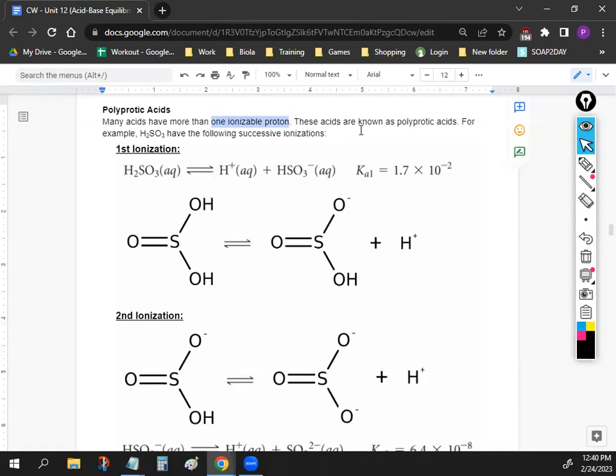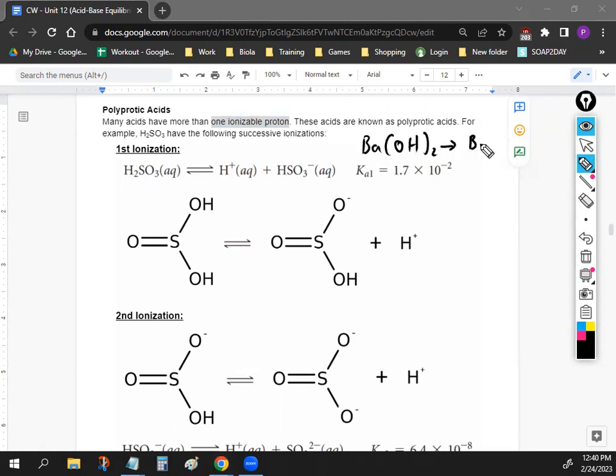Okay, so polyprotic acids are a little bit interesting because unlike bases, for example, when we have a strong base like Ba(OH)2, we learned how this thing almost completely ionizes into Ba2 plus and two separate OH minuses. Do you guys remember that? Yes, okay, for sure. Just want to make sure. It's been a long week. Okay, so this is what happens with a strong base.